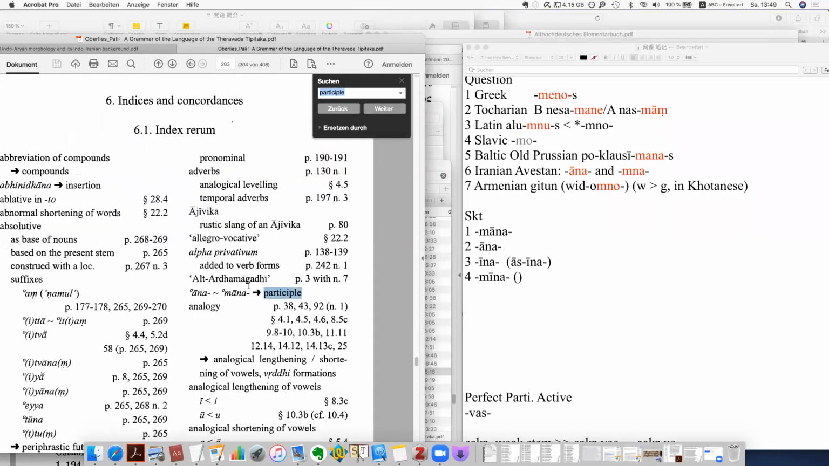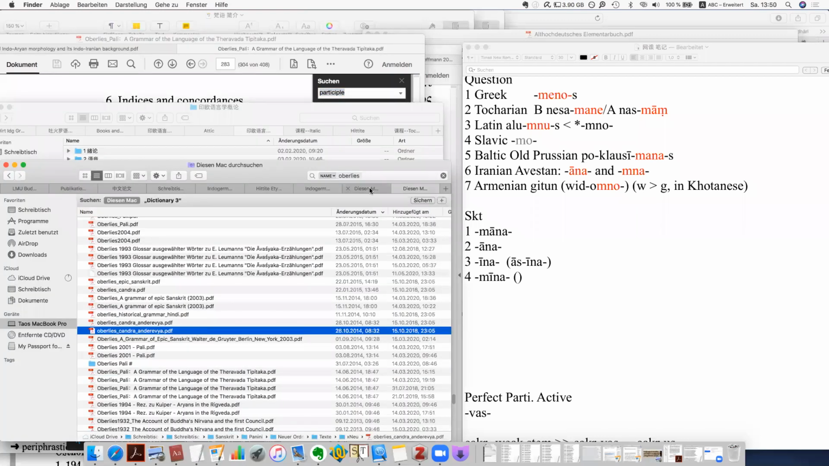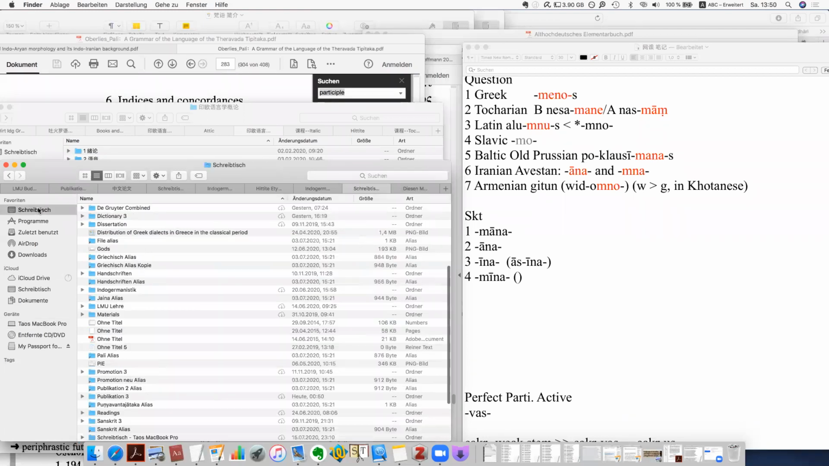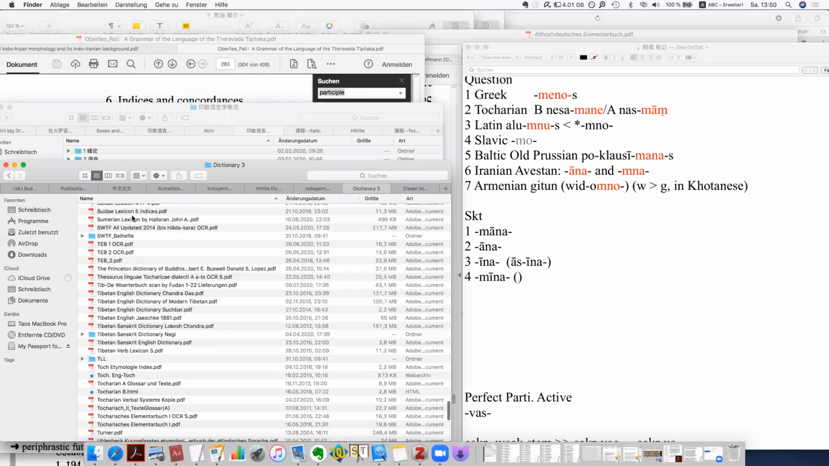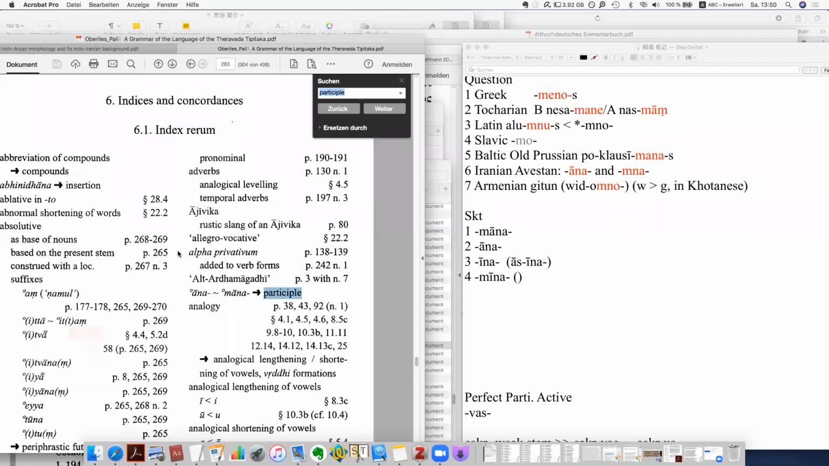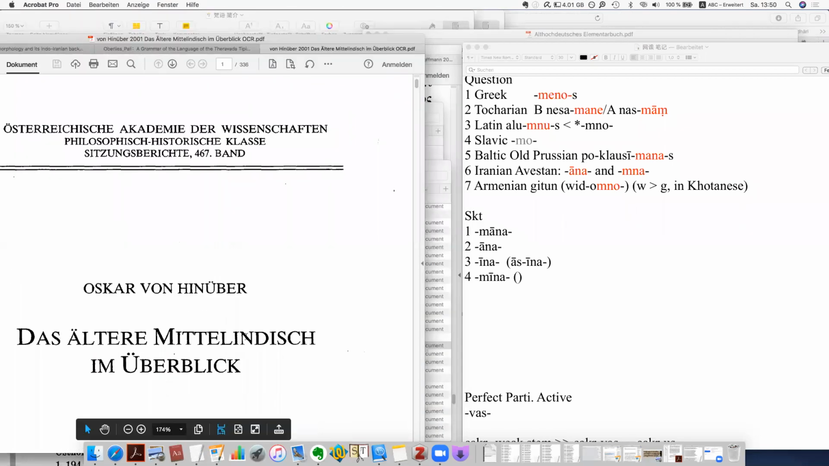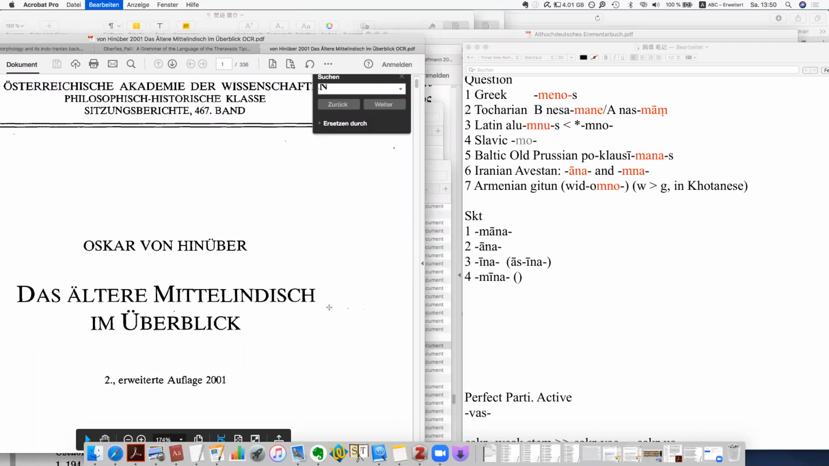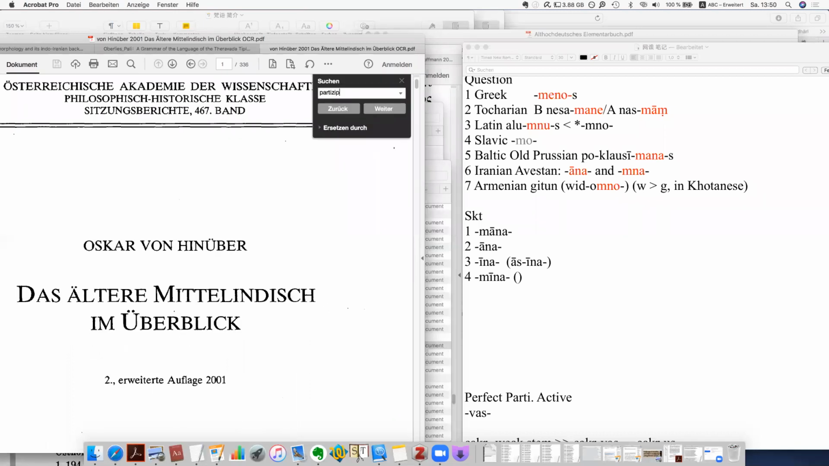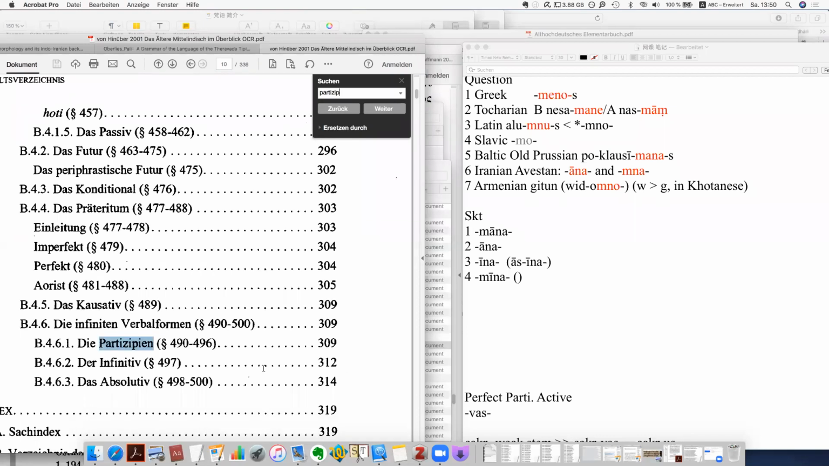Yeah, so actually in Pali, we don't have the form like in Sanskrit, mana and ana. And then what can we do? Let's check the grammar by von Hinüber. Yeah, this is a book by von Hinüber called Das ältere Mittelindische im Überblick. Yeah. So again, let's check Partizip. Partizip, right? Numbers, page 309, right?